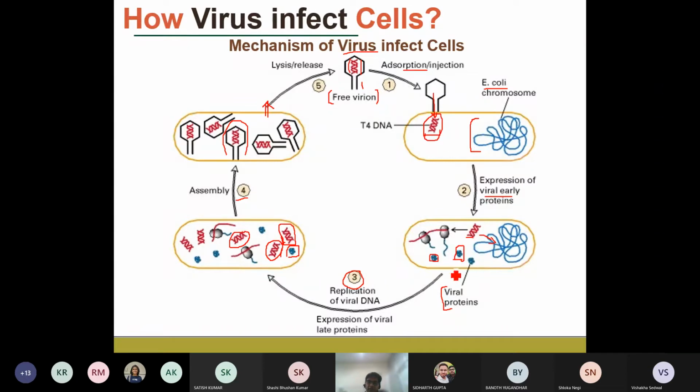This genetic material is converted into proteins, and the RNA or the DNA, whatever is there, is multiplied in number. This protein and this genetic material being amplified within the host cell into which the virus is infecting combine and assemble together to form the complete structure of the virus. Okay, and they are released.